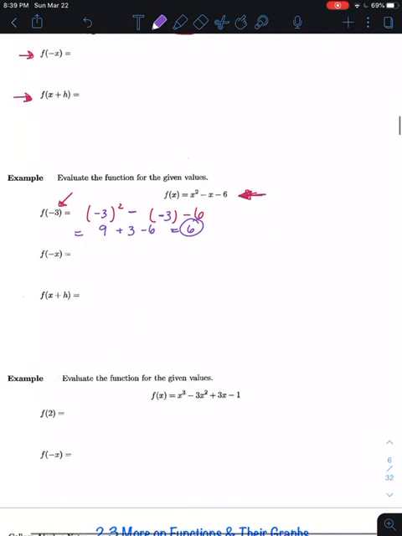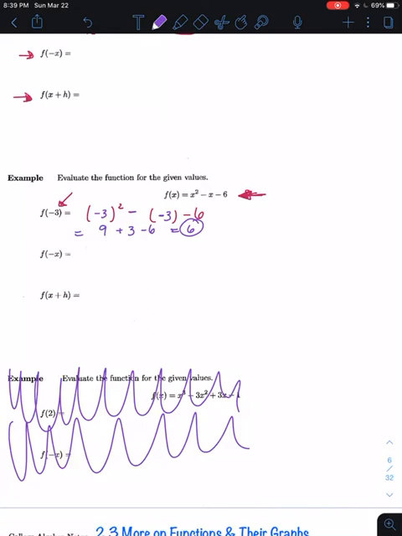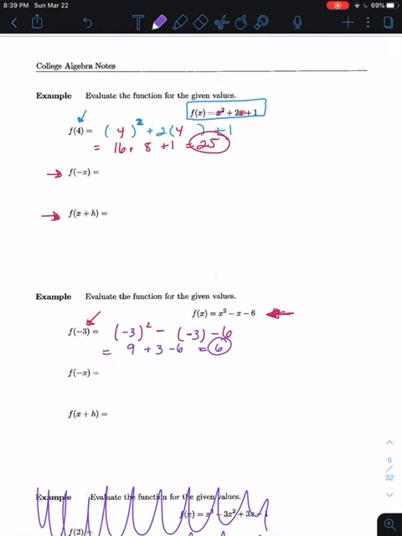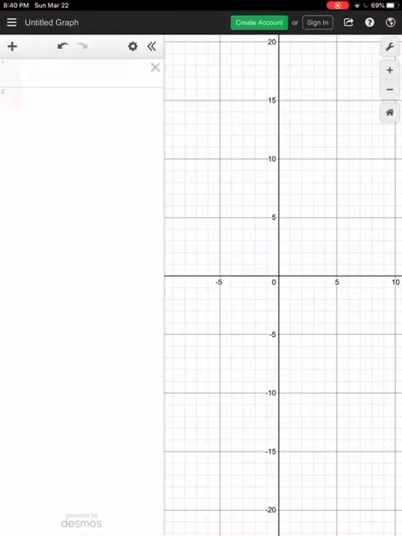So I want to show you, we're not going to do this example here. Just close this out for right now. But I want to show you how you can use Desmos to help you evaluate these functions. So you can use function notation in Desmos. So let's look at it. The first example, f of x equals x squared plus 2x plus 1. So go to Desmos.